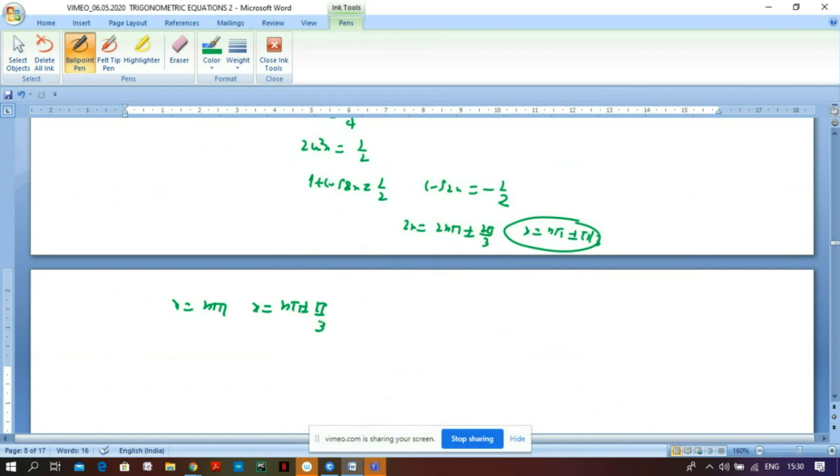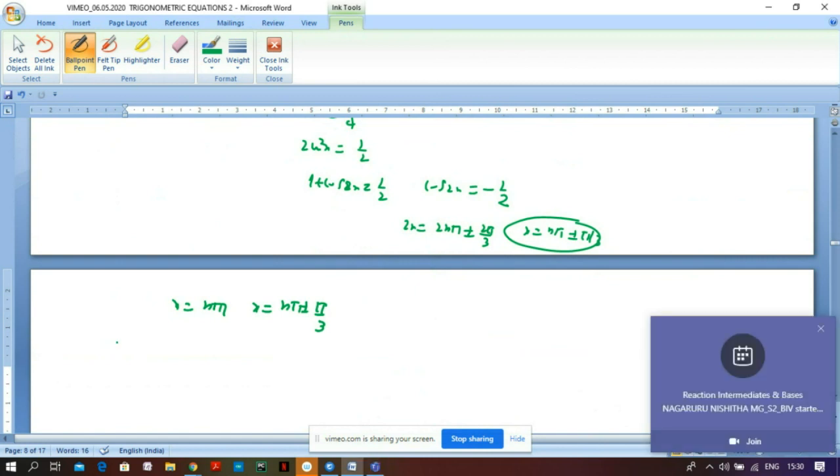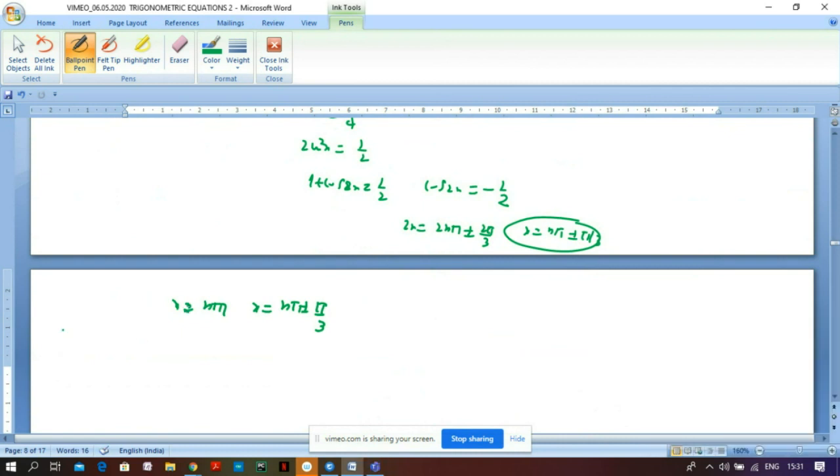If you want, you can also count the number of solutions from 0 to 2 pi. And you can also try this problem yourself by using the transformation formula. So that's all for now. I'll stop saving now.